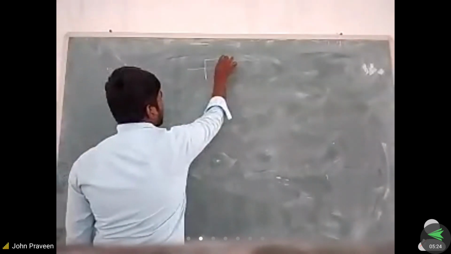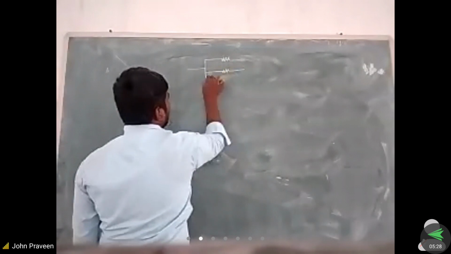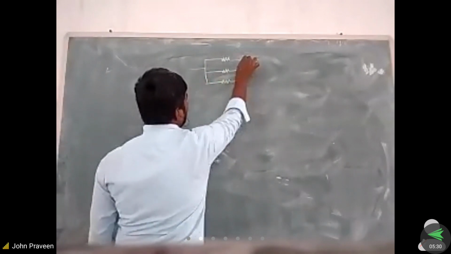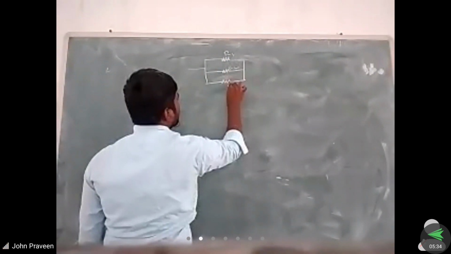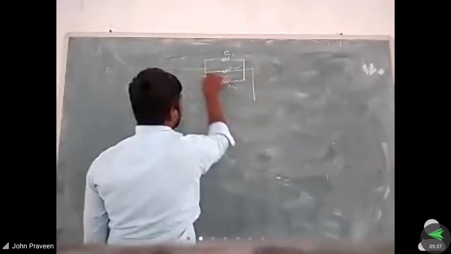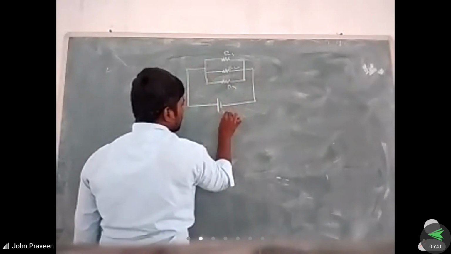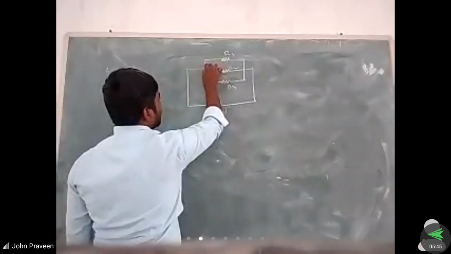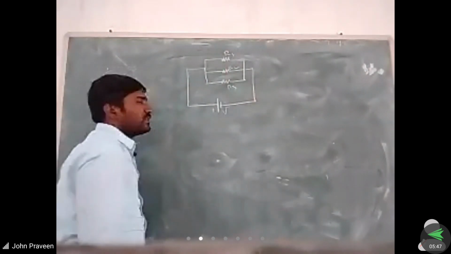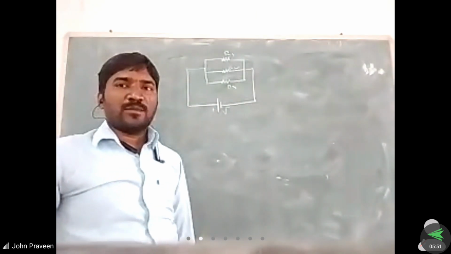So first we draw the circuit for parallel connection. This is R1, R2 and R3. So R1, R2 and R3. They are connected across a voltage source. This is V, polarities as a positive and negative. So according to the Kirchhoff laws, these laws will come to you later in the next third time.